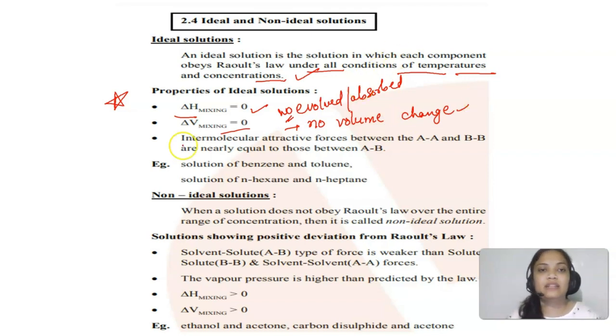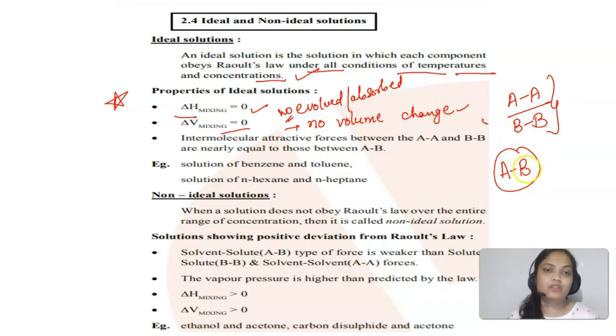Now for ideal solutions, let's say you have two components A and B. A will have its own intermolecular attractive forces, and B will have its own intermolecular attractive forces. When we mix them, new forces arise between A and B molecules. For ideal solutions, the intermolecular attractive forces between AA and BB are nearly equal to those between A and B. That is why there will be no evolution or absorption of heat and no volume change. So that makes it an ideal solution.